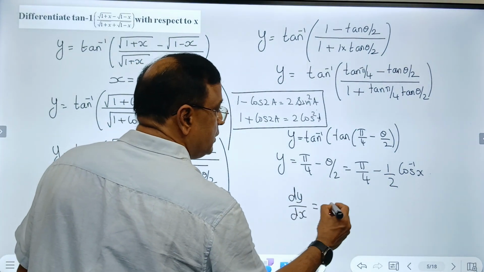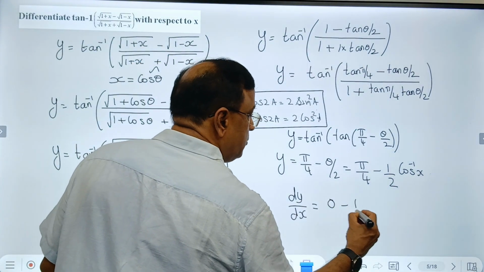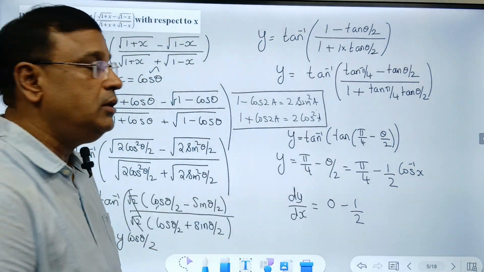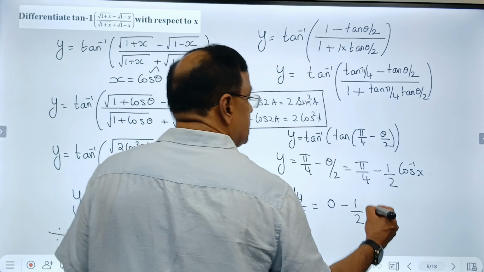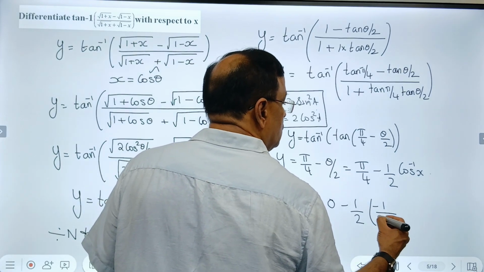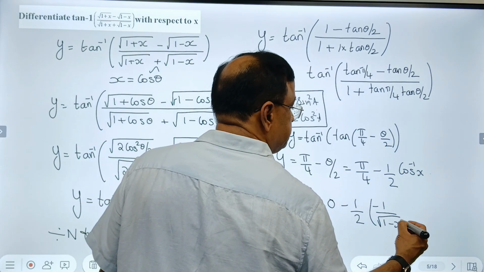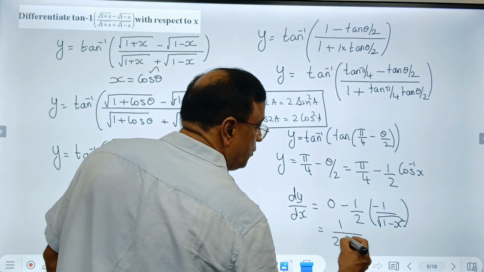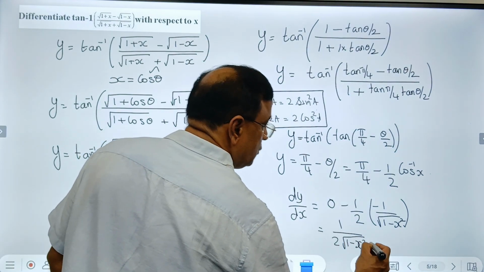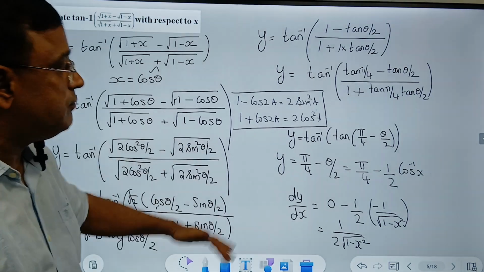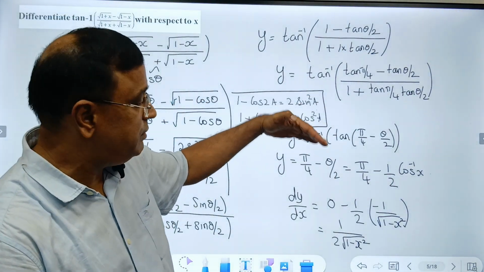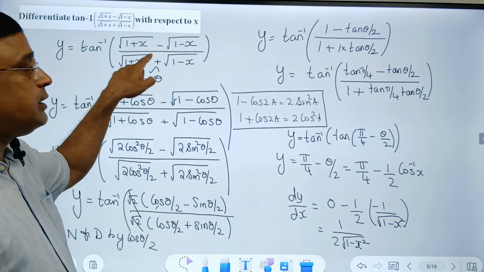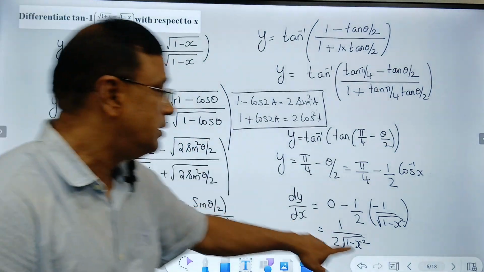Now I am going to differentiate. Differentiation of pi by 4 is 0. Minus 1 by 2 is a constant which remains as it is with the variable. Differentiation of cos inverse of x is minus 1 by root of 1 minus x square. So it is plus 1 by 2 root of 1 minus x square. So first you need to simplify it. First you have to do inverse trigonometric function simplification, then only you can differentiate. If you try to differentiate directly, it becomes very complicated. Okay.